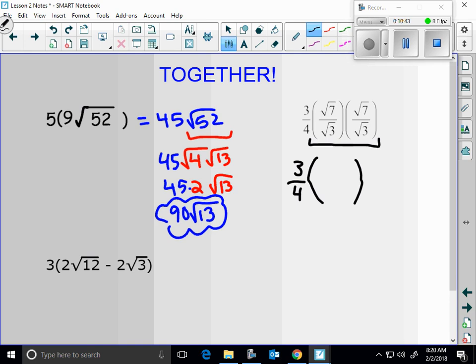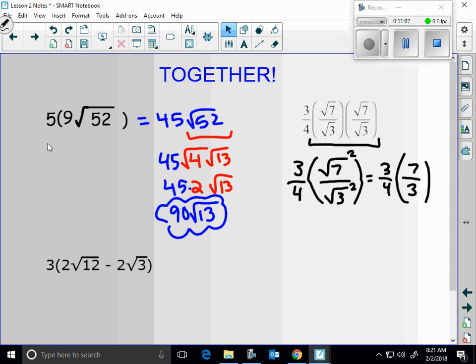If I have 2 of these, square root of 7 times the square root of 7, that's the same as the square root of 7 to what power? To the second, right? Squared. And the square root of 3 times the square root of 3 is the square root of 3 squared. So I have 3/4 times, what is the square root of 7 squared? 7. And square root of 3 squared is 3.